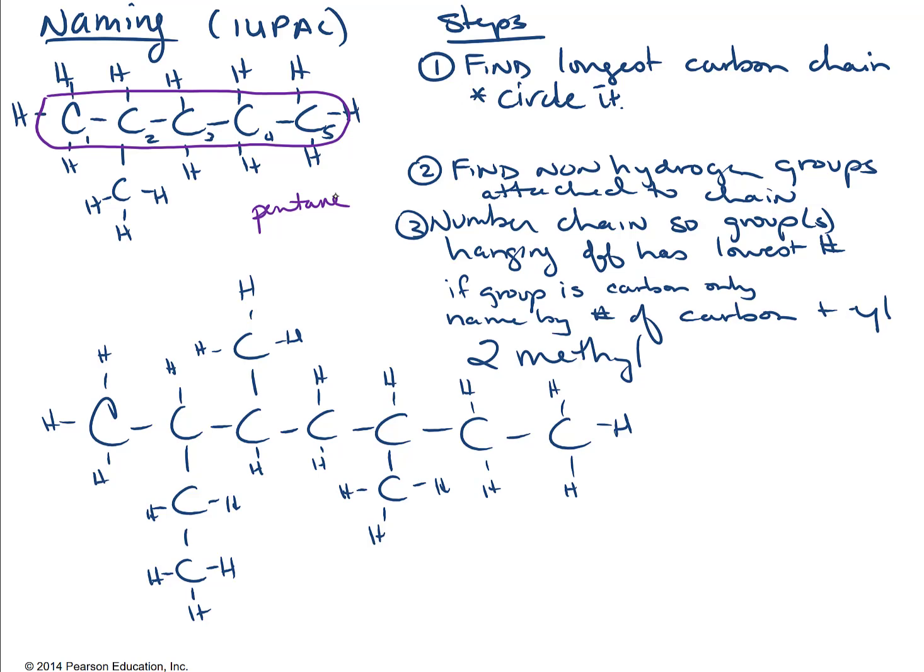Second thing is, is there anything other than hydrogen connected to the chain? Yes. Okay, so we have this. Notice all of the others are hydrogens. You don't have to name the hydrogens. All you have to do is name the non-hydrogen groups. So that group I have on here is a non-hydrogen group. We said 1 carbon is meth, but if it's a single carbon hanging off, then they call it a methyl. So this is a methyl group.